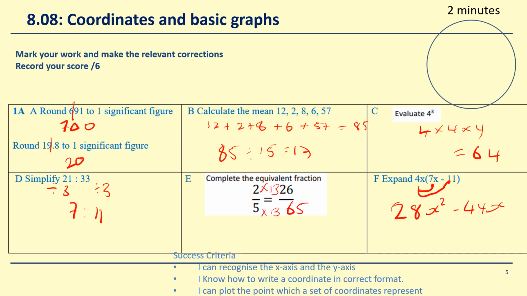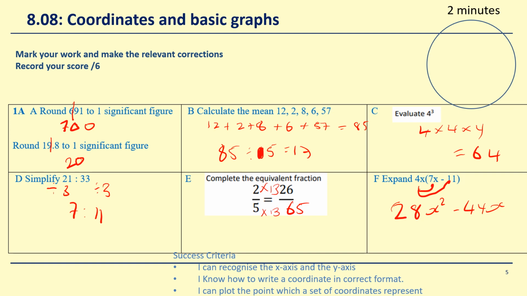Okay, so the answers are here. I just spotted a mistake there. That shouldn't say 15, that should say 5. So cross that out. So that's 85. So to find the mean, they all add up to 85. Divide that by 5, you get 17. Okay, F, 4 times 7 is 28, x times x is x squared, 4 times 11 is 44, and x is 44x, and let's take away.